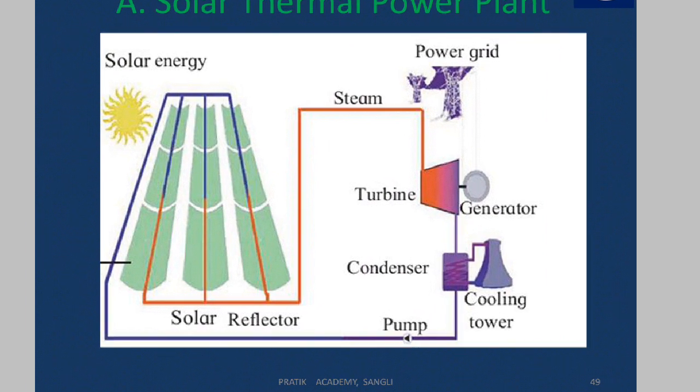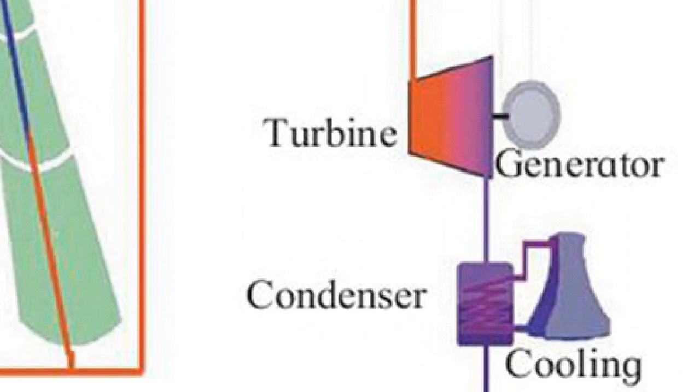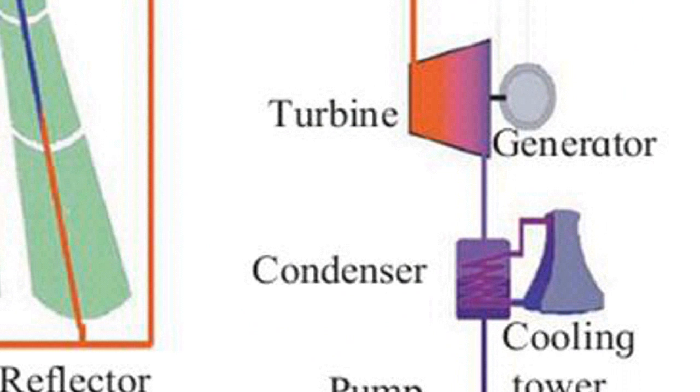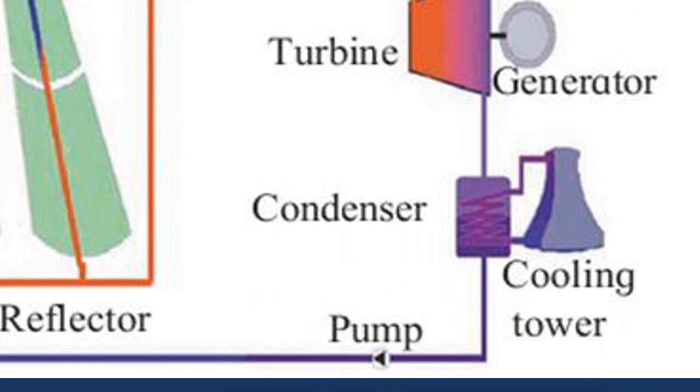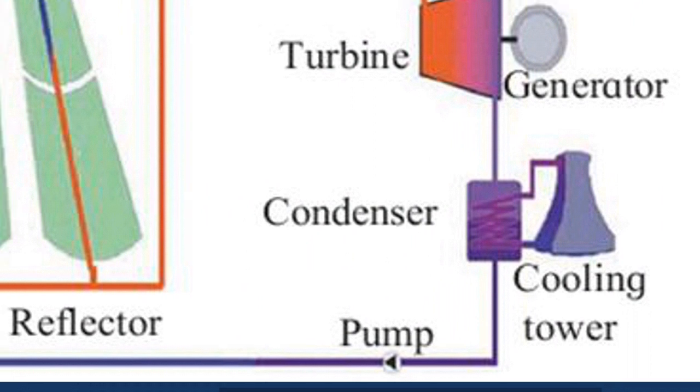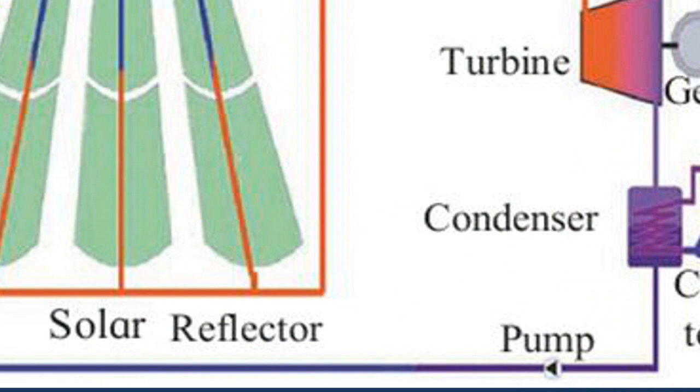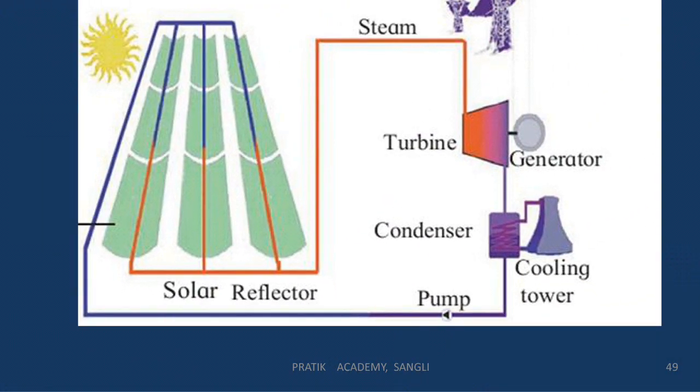Starting with the easy components: generator, we know the function of generator; turbine, we have already discussed; we also know the condenser and the function of cooling tower; the pump is for pumping water. So all these components are familiar to us. What is the new component here? The new component is the solar reflector.